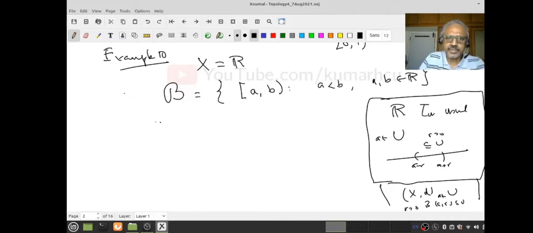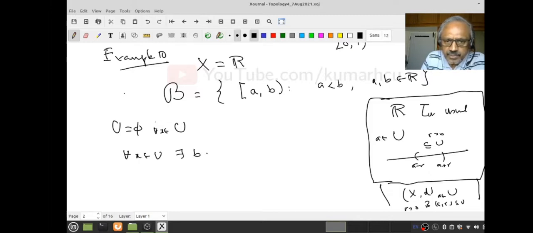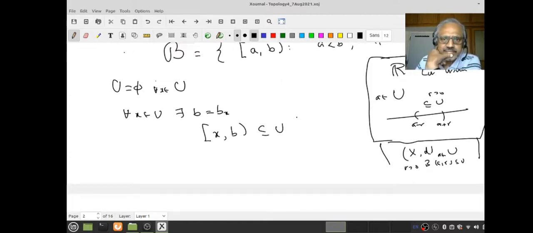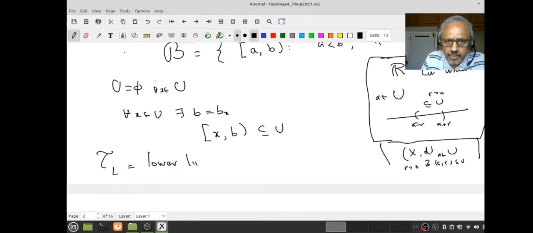So how am I going to define it here? If U is empty, nothing to worry. Suppose U is not empty, then for every x in U, there is a b, which may depend upon x, so that the interval [x, b) is contained in U. Do you understand this? This is my definition of an open set. So I am going to define tau L. This is called the lower limit topology on R.